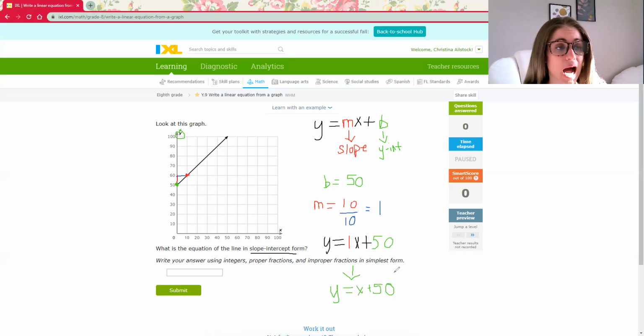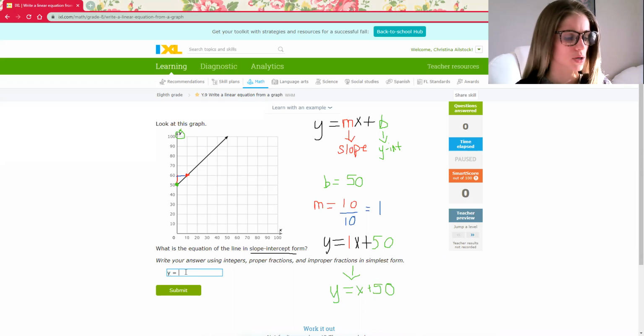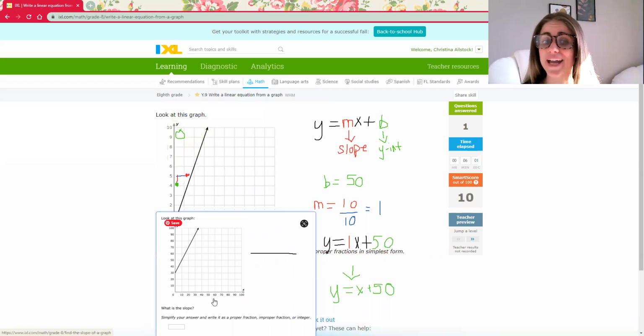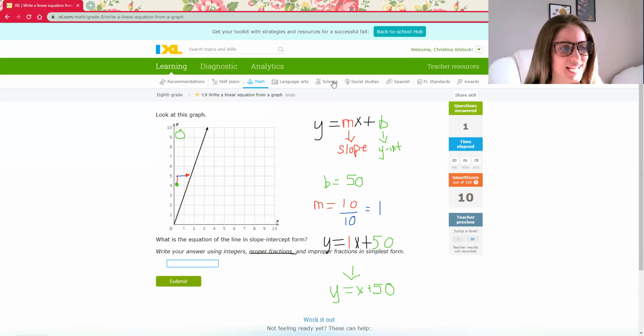But I want to try something. I want to see if you guys forget to do this, if IXL will still count it right if you enter your answer as 1. So let's see that. Y equals 1x plus 50. Good, it still counts it correct, which is good to know. So if you forget to simplify a little bit farther and get rid of that 1, you'll still get it correct on IXL.